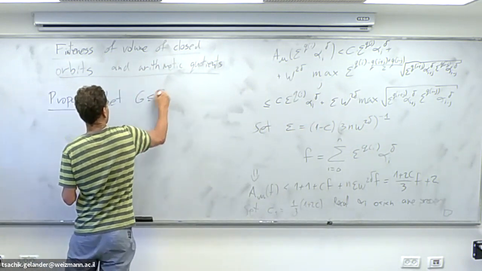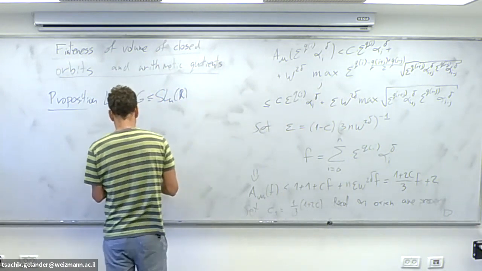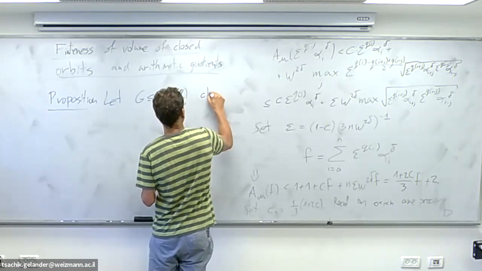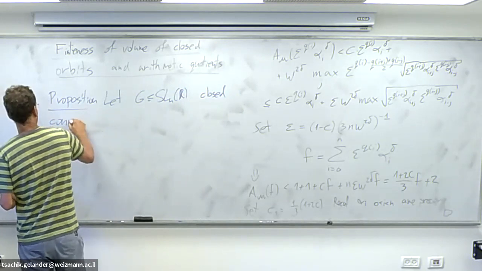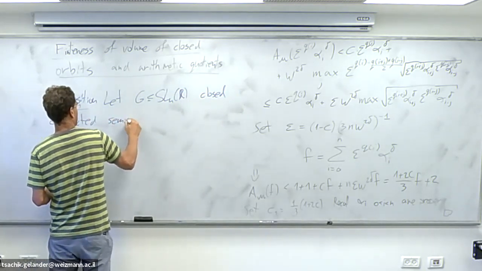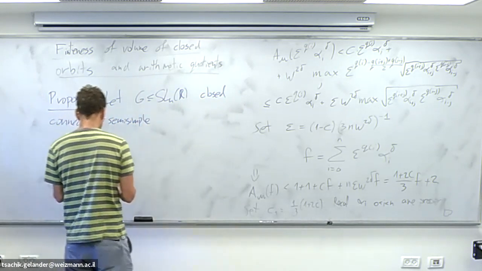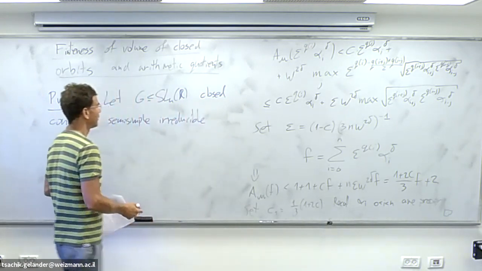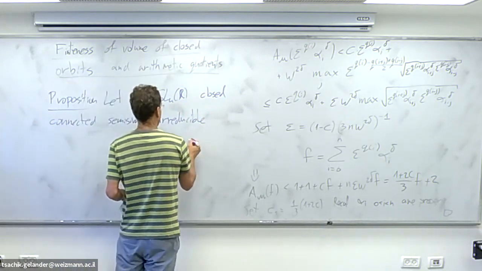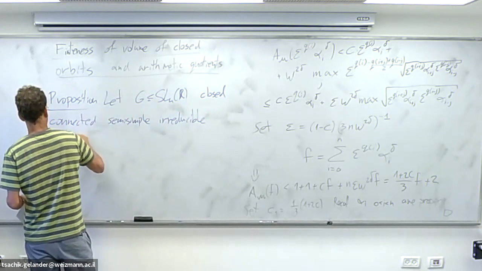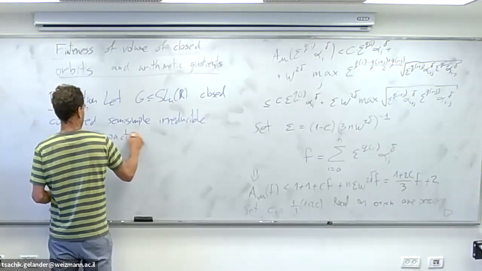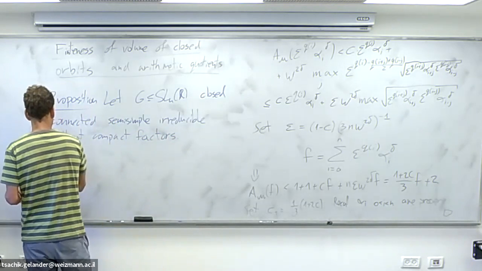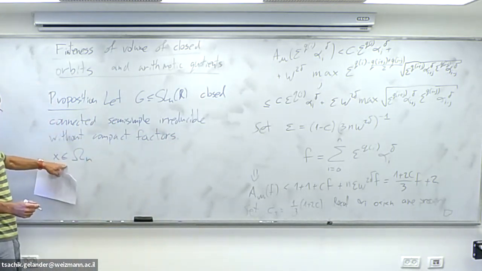Let G inside SL_n be closed, connected, semi-simple, irreducible, without compact factor. Irreducible means that it acts on R^n irreducibly, so we want to start with a space without compact factor. And let X be inside Omega_n. You remember this is the space of unimodular lattices.